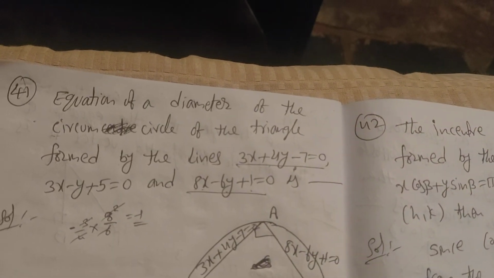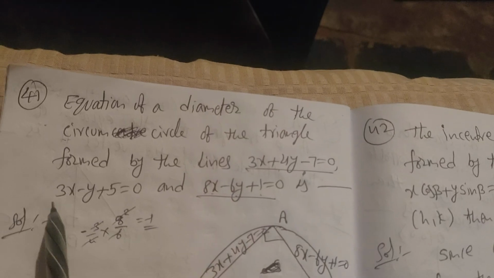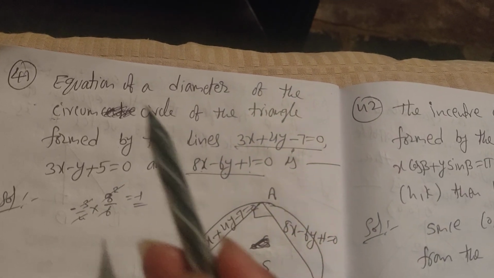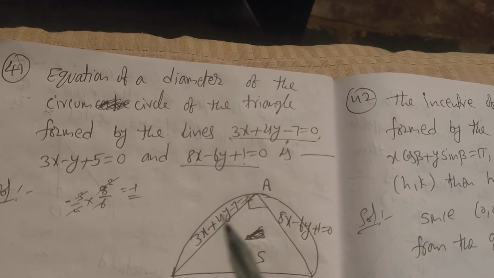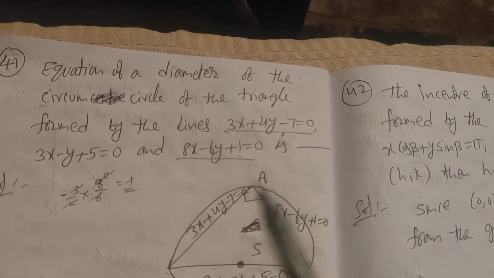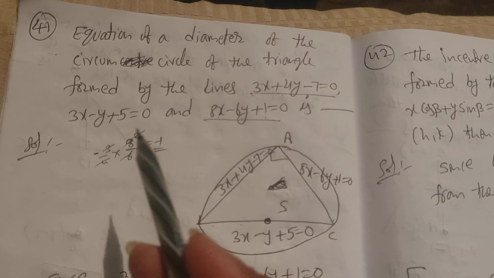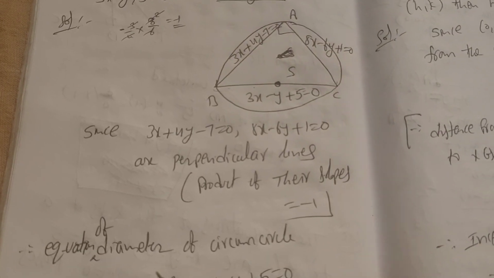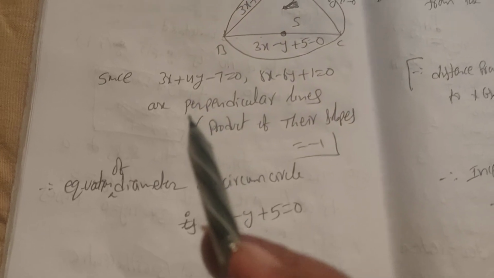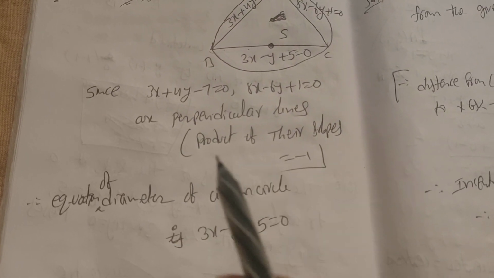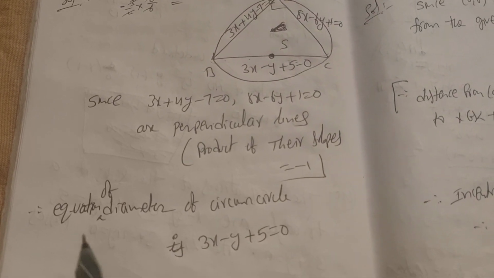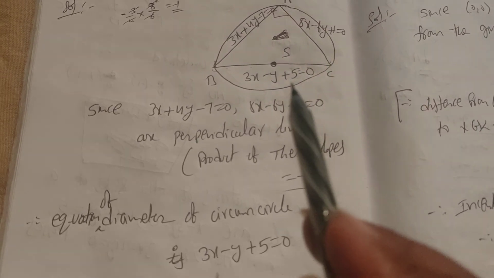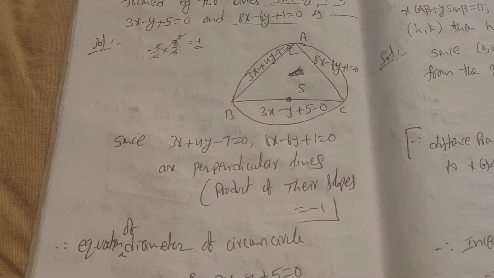So here the diameter lies on the third line, that is 3x minus y plus 5 is equal to 0. So the equation of the diameter of the circumcircle of the triangle formed by the given three lines is nothing but 3x minus y plus 5 is equal to 0. For perpendicular lines, the product of their slopes is equal to minus 1. So the equation of the diameter of the circle is 3x minus y plus 5 is equal to 0. This is also a conceptual question.